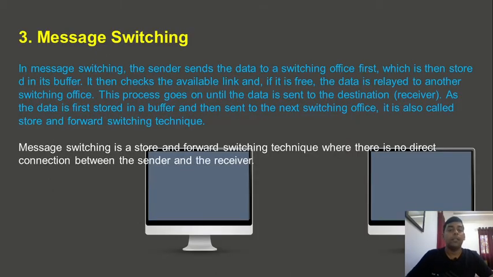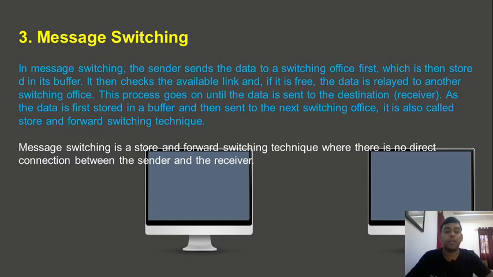Then message switching. A message is another unit of information. Packets are of the same size, but a message can be of varying size. That's the difference. In message switching, the sender sends the data to a switching office first, which is then stored in its buffer. It then checks the availability of the link, and if it's free, the data is relayed to another switching office. The process goes on until the data reaches the destination. The data is first stored in a buffer and then sent to the next switching office. It's called the store and forward switching technique.